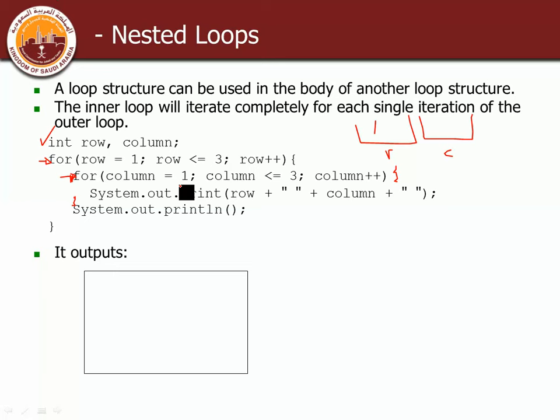The first thing that I do, again, is initialization. Put 1 in column. I'm asking the question, is column less or equal to 3? 1 less than 3? Yes, I get inside. So what I'm going to see on the screen, maybe you can tell me: 1, space, 1, another space. That's what I'm going to see.